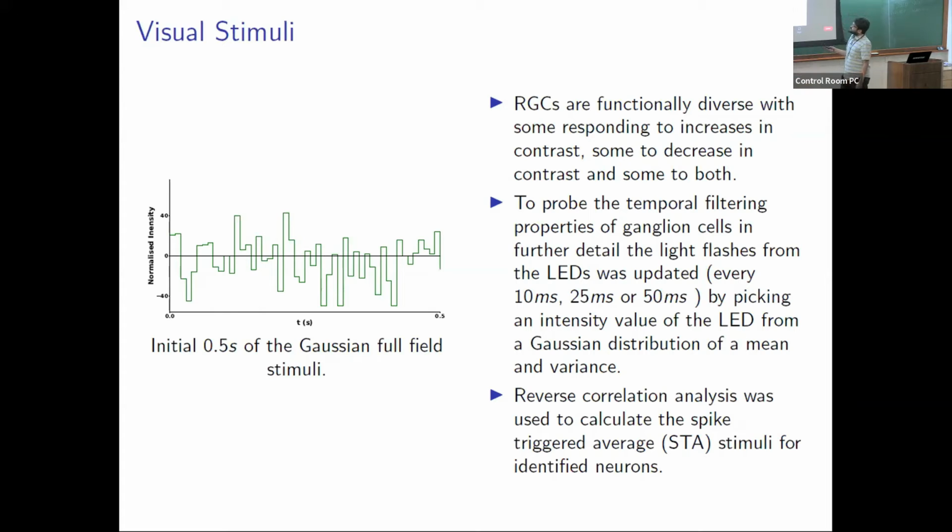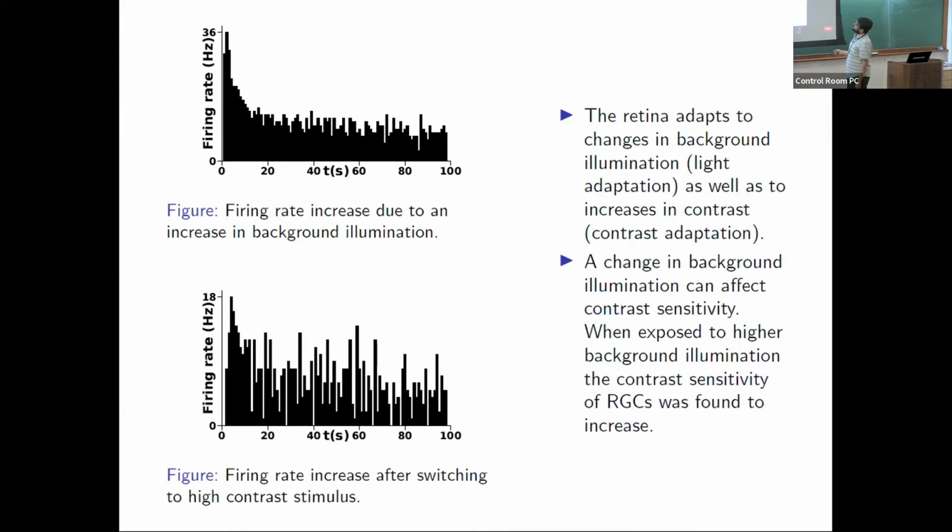So basically this is another fact. This is light adaptation. When you switch from a certain background illumination to a higher background illumination, it starts at 0. You can see that the firing rate increases and then it goes down to a baseline value. And the same thing happens when this stimulus is put.